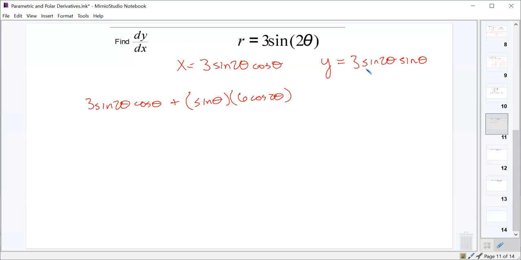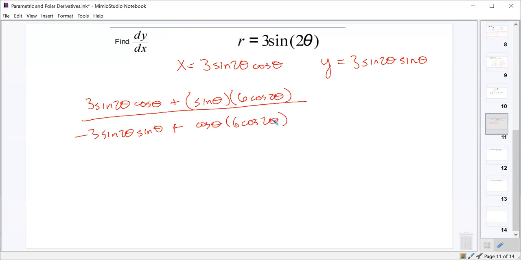All right, so there's our dy d theta all over dx d theta, which ought to be 3 sine 2 theta times negative sine theta plus cosine theta times 6 cosine 2 theta. Good or no? Good. All right, if you want to, divide everything by 3, but you don't need to. Easy enough.